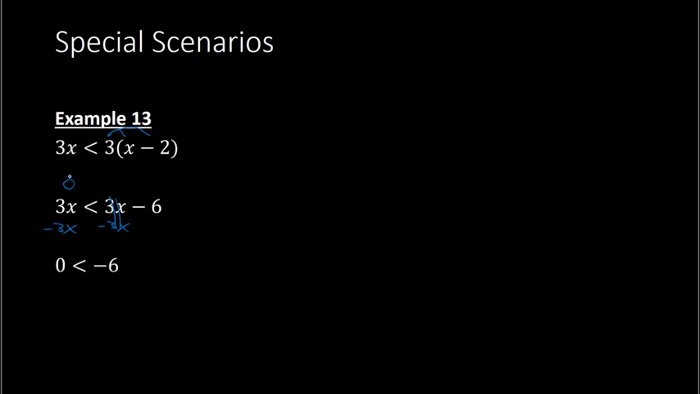So I have this weird statement where it says 0 is less than -6. So this is a false statement, right? 0 is not less than -6. If you get a weird statement like this, where the variables are gone and it's not a true statement, then that means there is no solution. If there's no solution, there's also no graph. All right, and the no solution symbol, if you wanted to write this in math notation, is a 0 with a line through it. That means no solution.